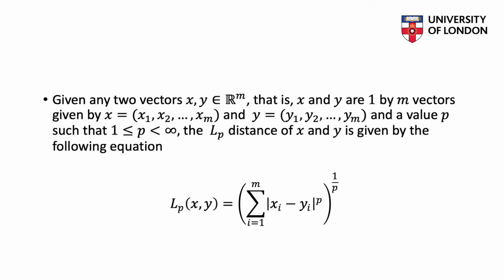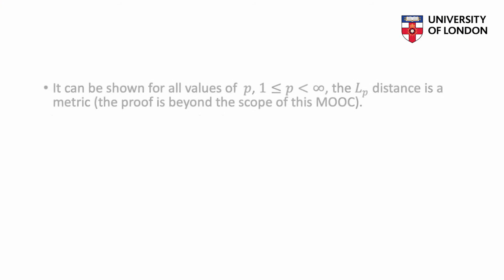Given any two vectors x and y in R^m, that is, x and y are 1 by m vectors, given by x equals x1 to xm and y given as y1 to ym, and a value p such that 1 is less than or equal to p, which is strictly less than infinity. The Lp distance is given by the following equation. It can be shown for all values of p, 1 less than or equal to p less than infinity, the Lp distance is a metric. The proof is beyond the scope of this MOOC, although you may try it for yourself.